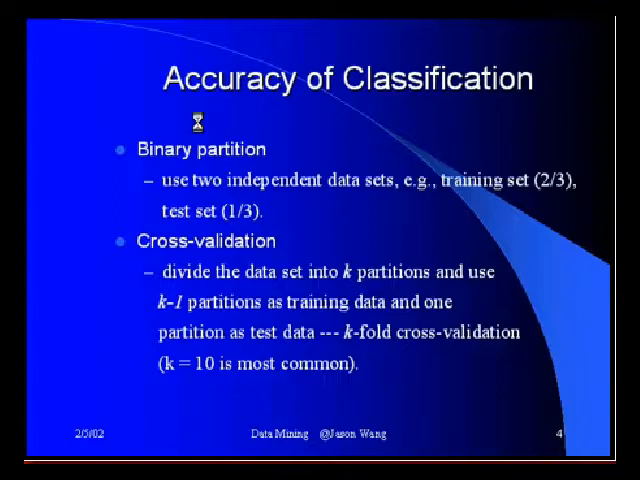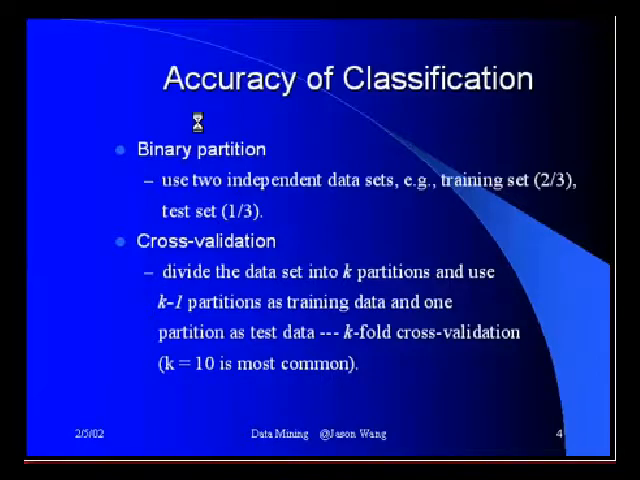You keep on rotation. It's just like you have a window, right? In the first run, your window is pointing to partition 1, and that partition 1 is used as a test data set. The other 9 partitions are used for training data set. And you do the classification, you calculate the accuracy.